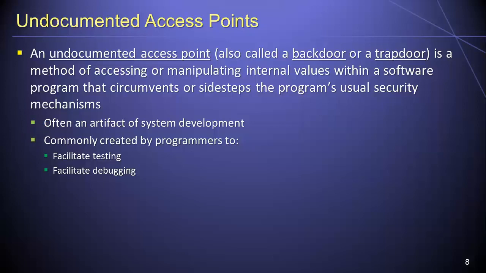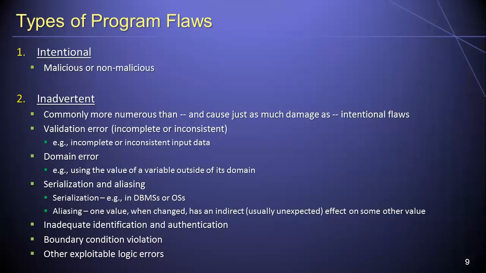Unless these undocumented access points are removed from the final version of the program, however, they can cause very serious problems from the perspective of program security. In general, flaws in software programs can be classified into two broad categories: intentional flaws and unintentional or inadvertent flaws.